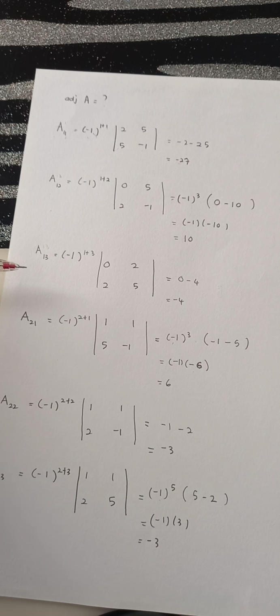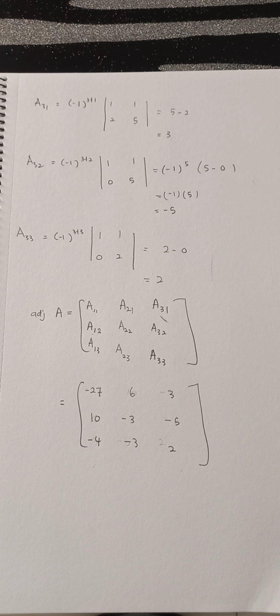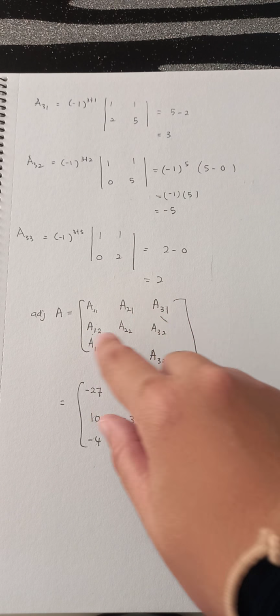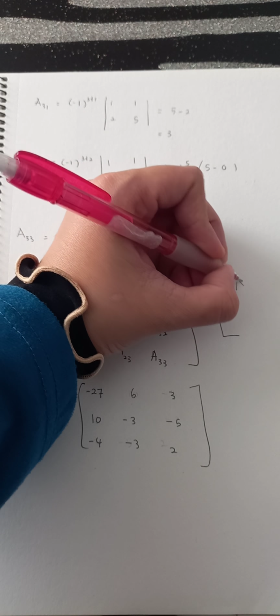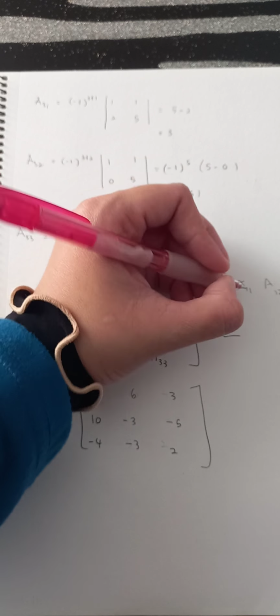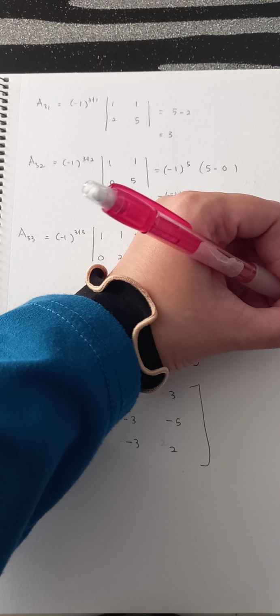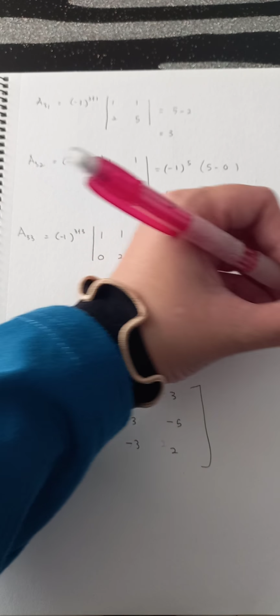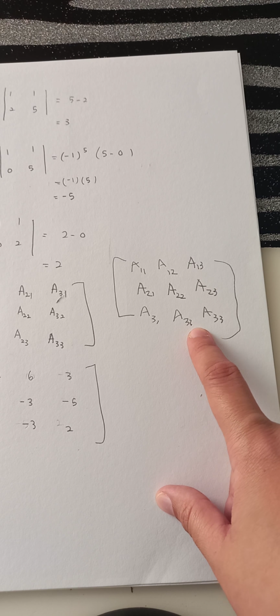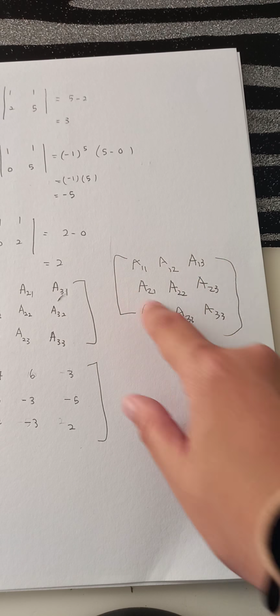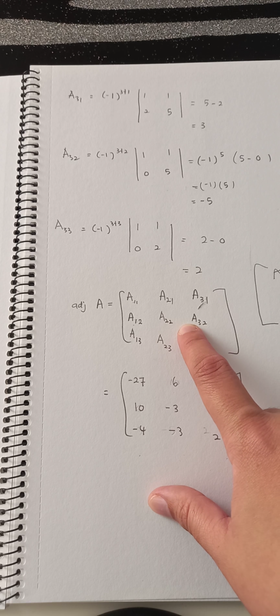The same goes for A12, A13, A21. We find the value for all the entries, and then we can find the adjoint of A. Remember, for the adjoint of A, the order of the entries is the transpose of the normal matrix. The normal matrix will be A11, A12, A13, A21, A22, A23, A31, A32, and then A33. This is the normal matrix. When we want to calculate the adjoint of A, we transpose the normal matrix and it will be like this.